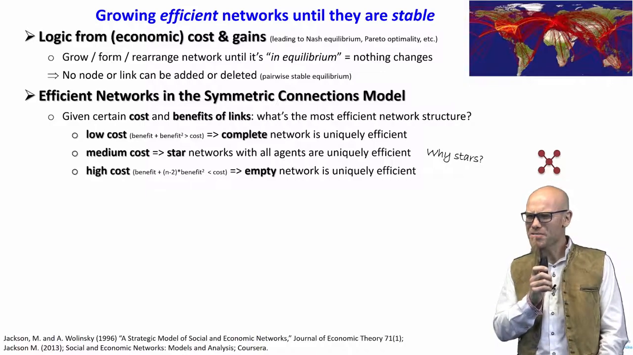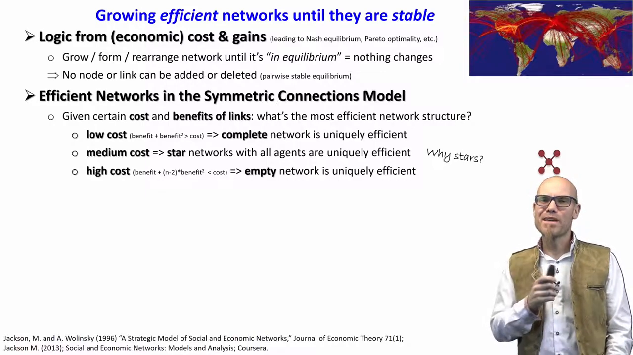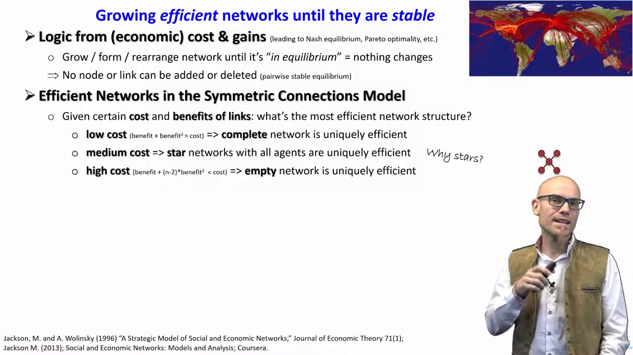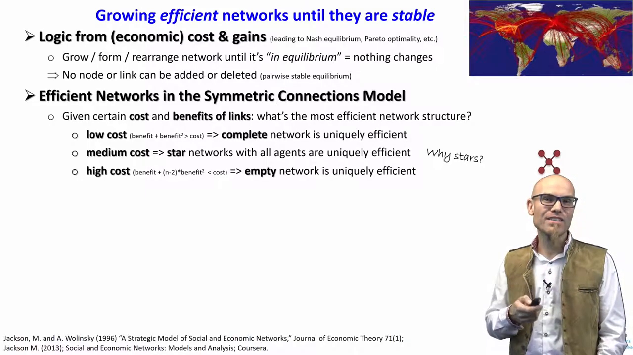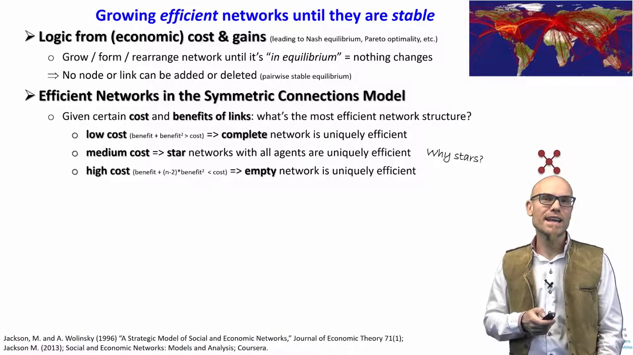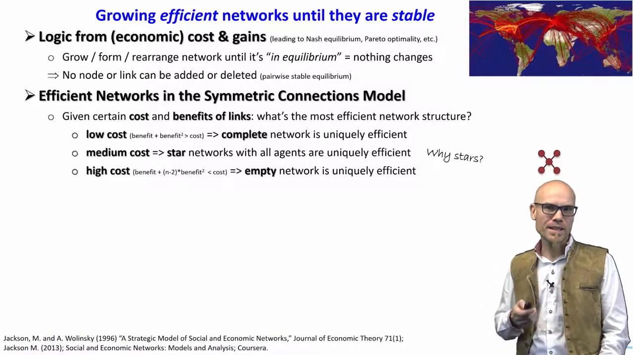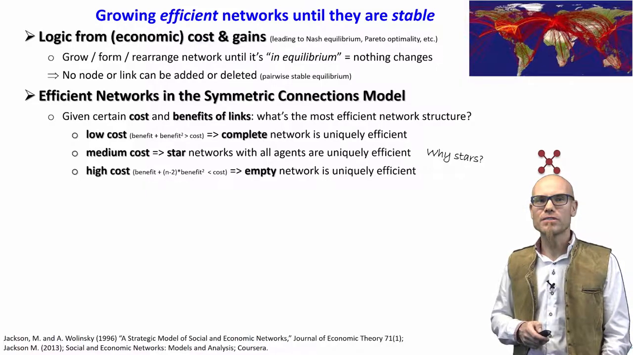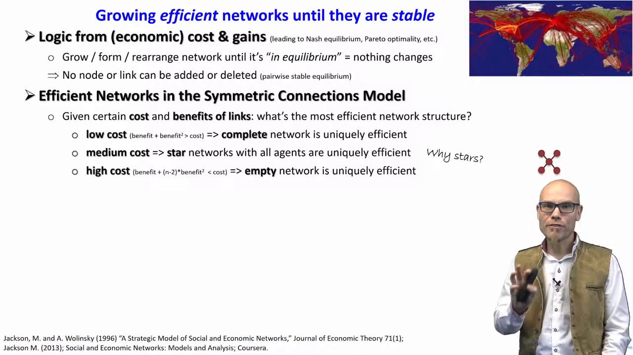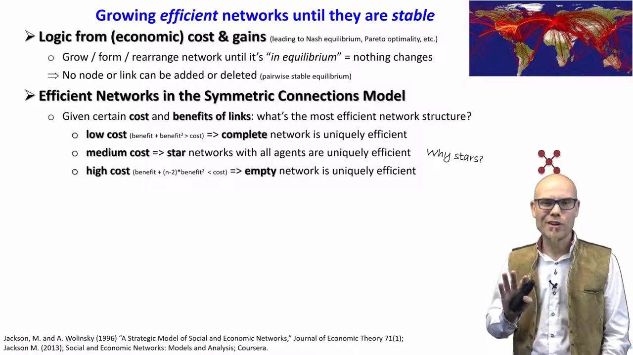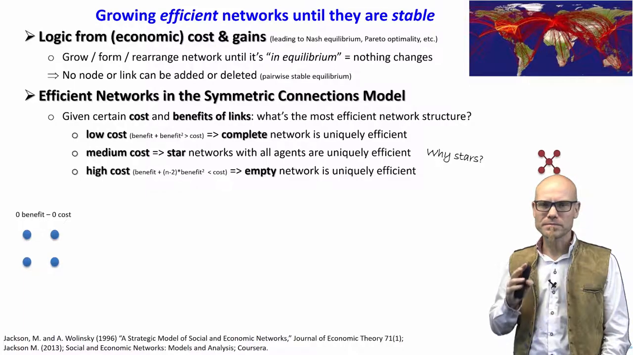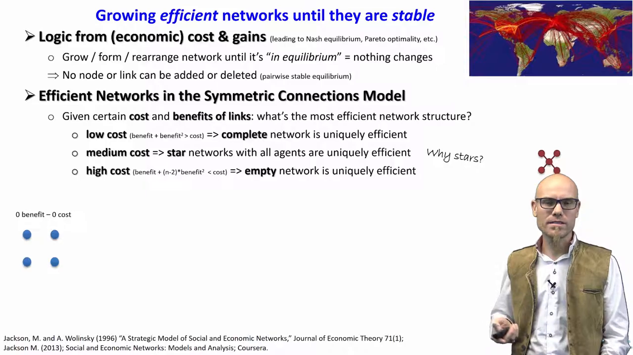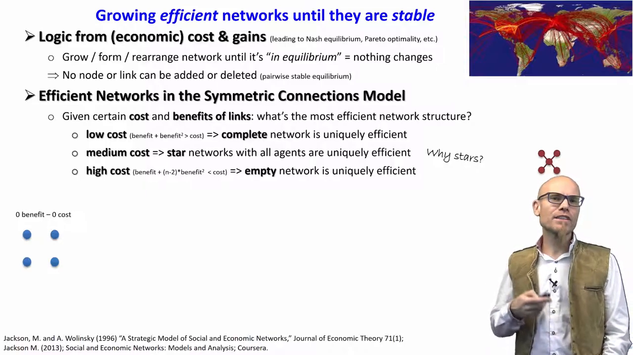But let's become a little bit more concrete and do it with a cost benefit analysis to show that at an intermediate level of costs and benefit, the star configuration of the network is actually the uniquely efficient, stable network configuration. All right, so we work with four nodes, very simple, and we have an empty network to begin with, no benefits of links, because there are no links, and no cost. Now, we make the first connection.